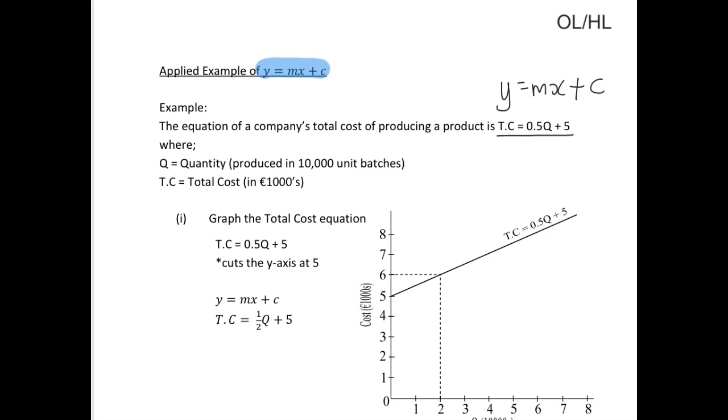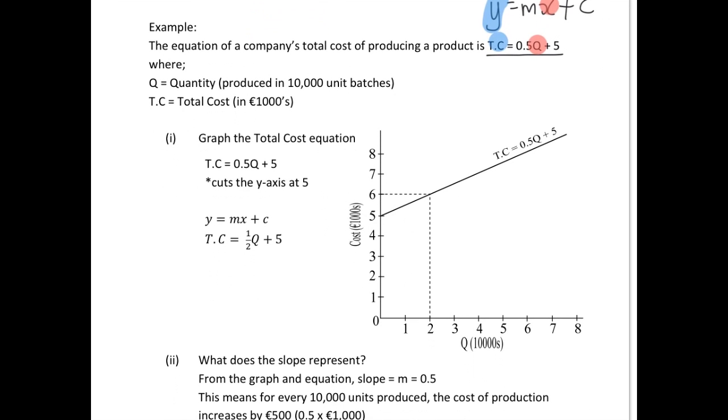And what we have then is that TC corresponds to our y and our Q corresponds to our x. So now we'll take a look at what our question is asking us to do. The first part is simply to graph the total cost equation, our equation TC equals 0.5Q plus 5.